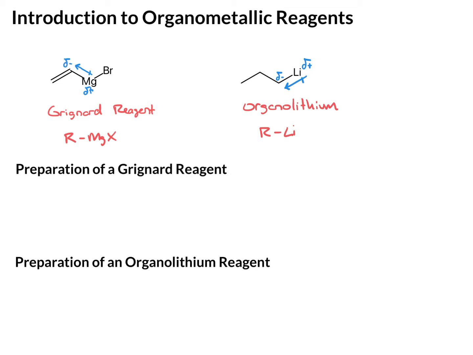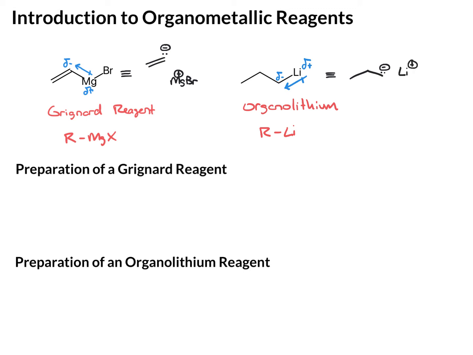What we're going to do to really simplify this is actually break these down and simplify them into cations and anions. So in the case of the Grignard reagent, we can simplify this as the double bond with a lone pair and a negative charge on the carbon, and the spectator ion MgBr+. For propyl lithium, we can simplify this as a propyl anion and lithium plus.